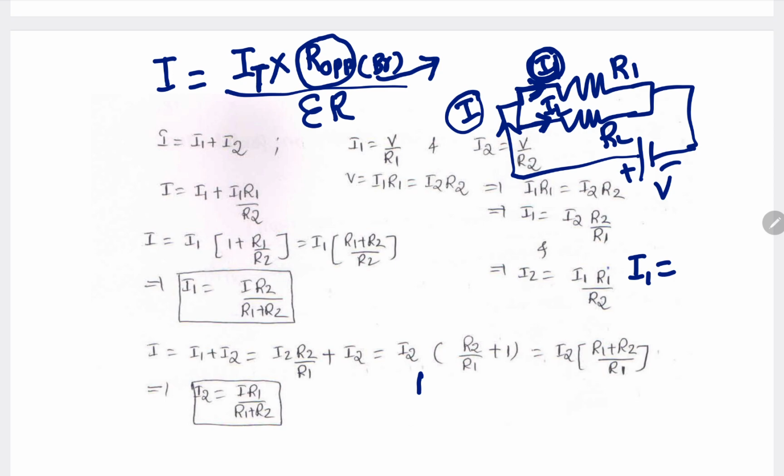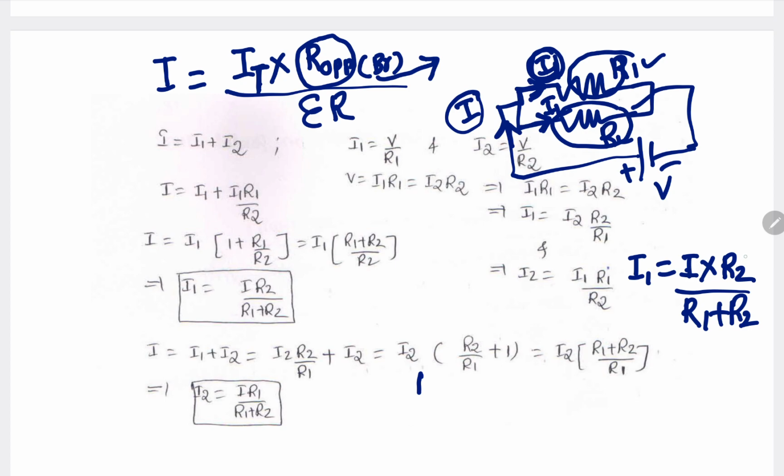Total current. Sorry, this is total current. So in this case, the total current is I. So total current I into opposite resistance. We are finding the current through R1. To R1, the opposite parallel branch resistance is nothing but R2. I into R2 divided by the sum of resistors in parallel, R1 and R2. So this is R1 plus R2. So total current into opposite branch resistance divided by R1 plus R2.